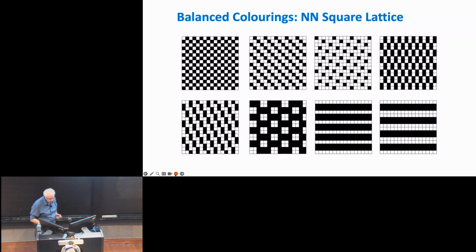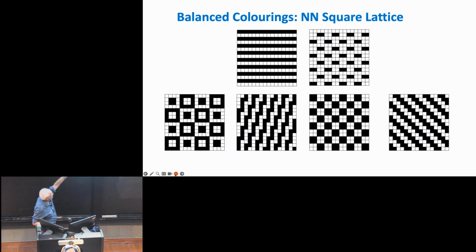Most of the ones I've shown you here come from subgroups of the symmetry group of the lattice, and you're just looking at the orbits of that subgroup. 2 colors only. But some of them, particularly, let's take this one up there.